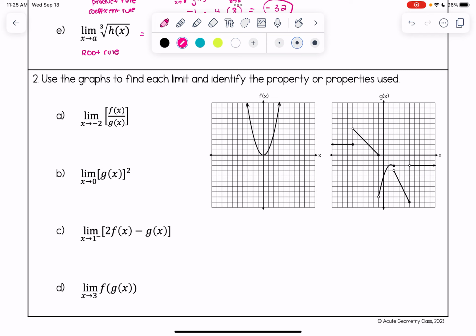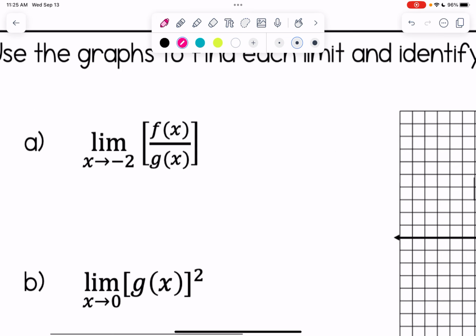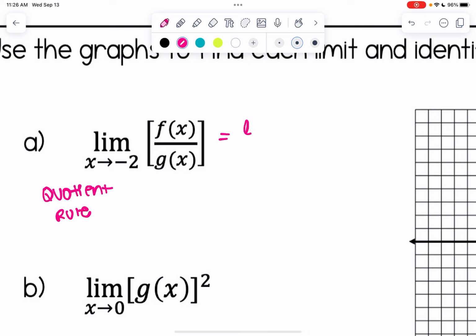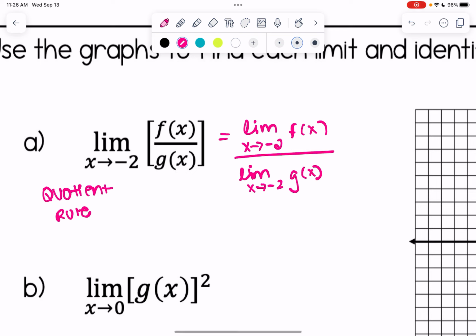All right, so let's take a look at A. We're going to do the same idea, though. We're going to find the limits and identify what property or properties we used. If we look at A, the limit as x approaches -2 of f of x over g of x. This is going to be our quotient rule because we have division. And so this is equivalent to the limit as x approaches -2 of f of x over the limit, remember it's like we're distributing here, as x approaches -2 of g of x. And now we have to find those answers to calculate it.